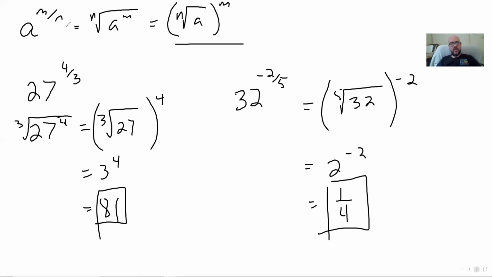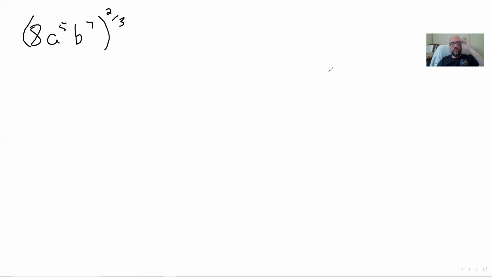All right, so let's do something like this because I want to show you a little bit of a trick in just a second. But I just want to emphasize here that the powers here are powers. The regular rules of exponents apply. The 2/3 is going to go on everything. And what we're going to get here is 8 to the 2/3, which I'll simplify in a second, times 5 to the 10 over 3, a to the 10 over 3, b to the 14 over 3.